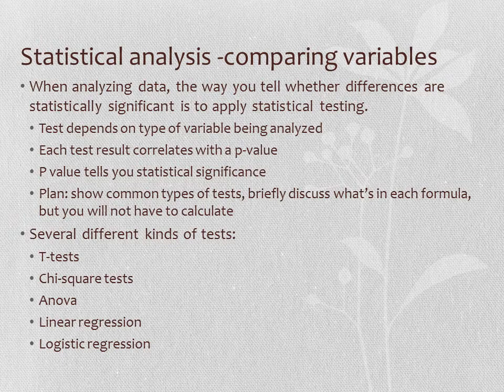So you get a test result and then you look up in a table or on the computer what p-value it correlates with. And in general, the higher the number of the statistical test, the more likely it is to correlate with a low p-value. So higher is better. And the p-value tells you whether it's statistically significant.